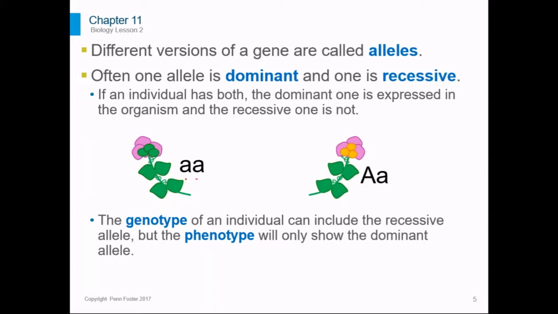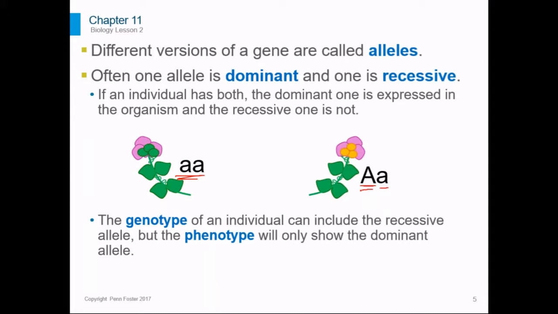But if the plant has a green allele and a yellow allele, remember the lowercase ones are recessive, capital letters are dominant, the seeds will be completely yellow, no green. If green is recessive, it's completely covered up by that dominant allele and you never see it.